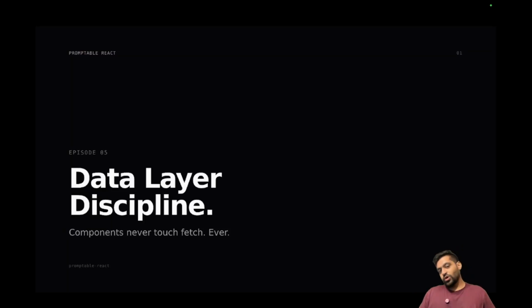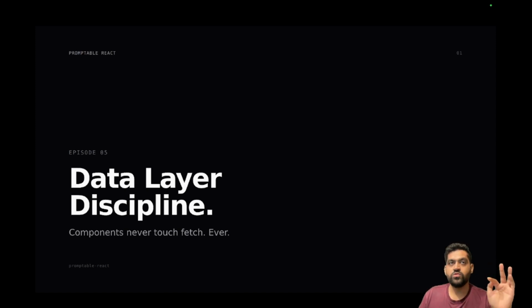Cool. Let's talk about episode 5, which is data layer discipline. What this basically means is any component in your app does not ever touch fetch. And by fetch, I mean Axios, fetch, XHR, anything to do with API calls. No components care about how the data comes. All they should care about is what the data is.